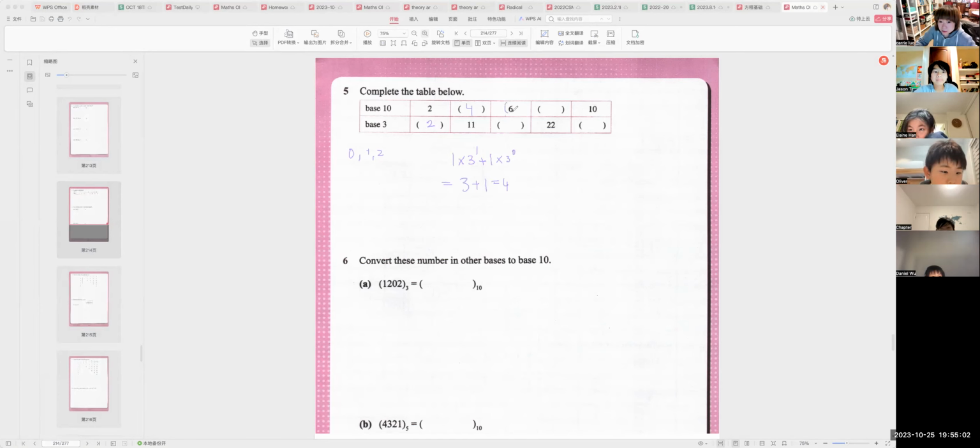Okay, so let's see. So base 6. 6 cannot do that, right? So 6 is divided by what? Divided by 3. So the answer is 2 and the remainder 0, correct? So there's no more. Yes. So the answer is 20. Okay. So the rest of them, please do it yourself. 我不教你们. You're leaving us the harder ones. Because I think you can do it.